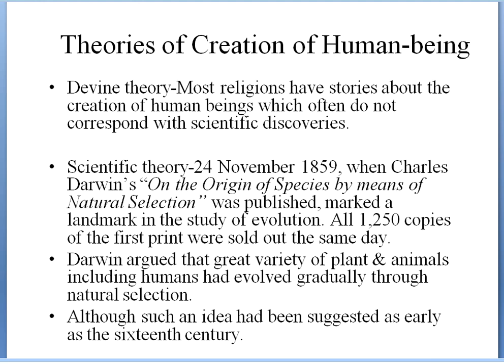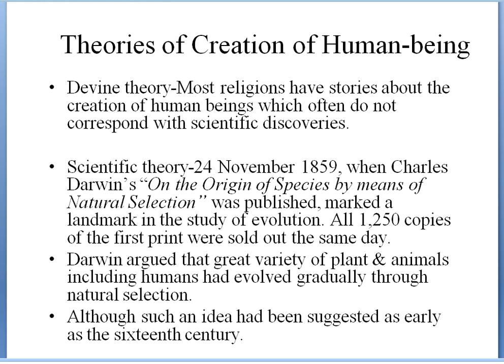But against this, the scientific theory was for the first time deliberately and in detail explained by Charles Darwin on 24th November 1859. He described his theory in a book named On the Origin of Species by Means of Natural Selection. This book was published in 1859, and on the same day all 1250 copies were sold. Darwin argued in his book that a great variety of plants and animals, including humans, had evolved gradually through natural selection.